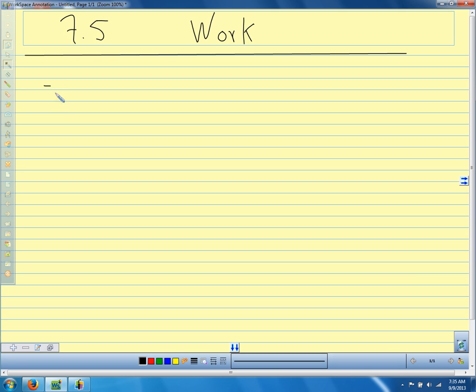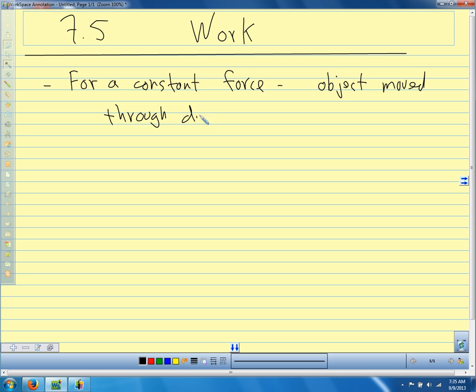And we'll start out really quickly by talking about a constant force. Things are less interesting when forces are constant. By force we're talking about some kind of push or pull. For a constant force F, we move an object through some distance D. The work, W, is just the force times the distance.